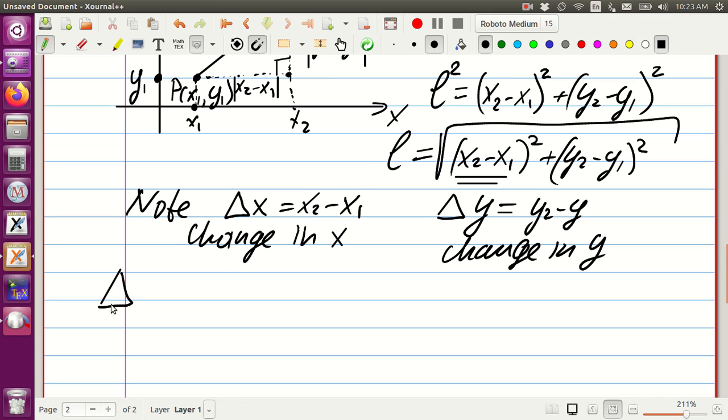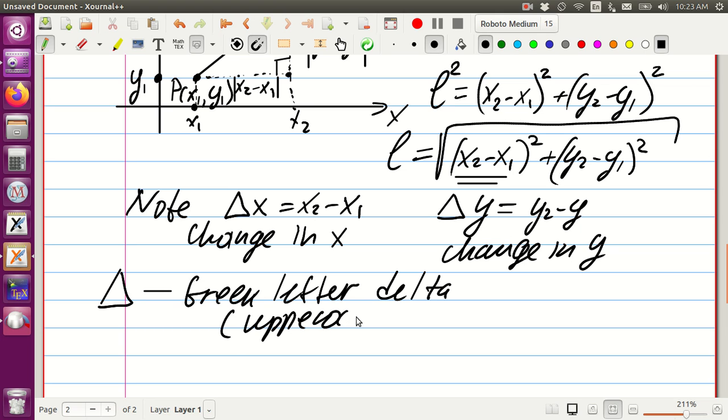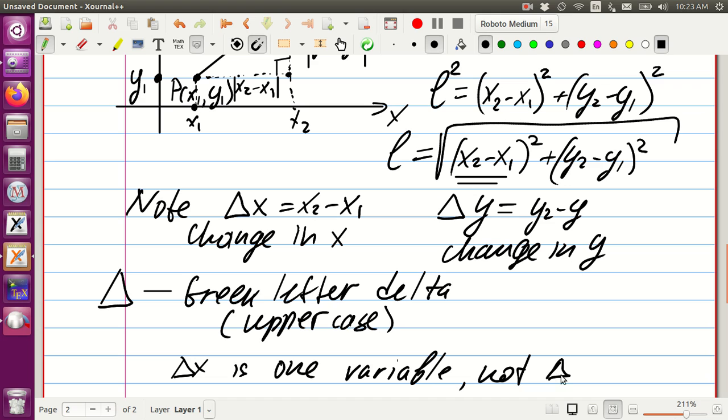So this symbol is a Greek letter delta, and this is an uppercase one. Uppercase delta in Greek language. All right, so delta x is just one variable. It's not delta times x. Delta x is one variable, not delta times x.